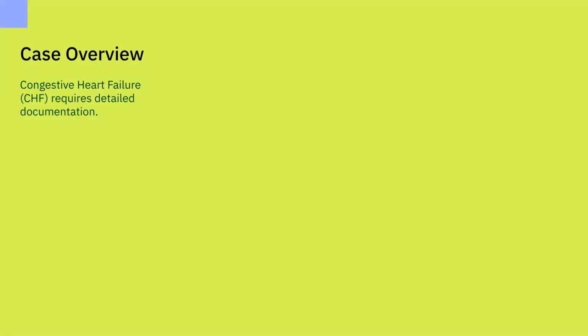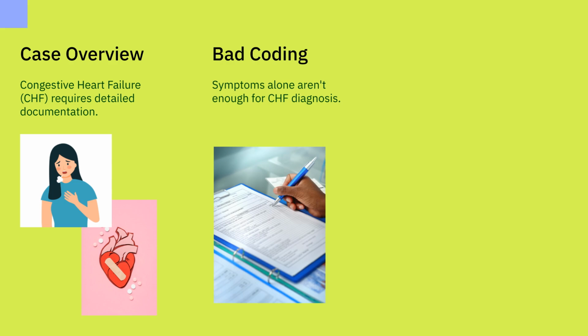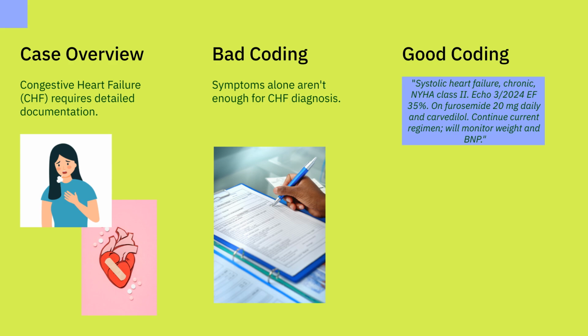In case 2, there is a chart that says patient experiences occasional shortness of breath and has a history of heart disease. This does not work because symptoms alone are insufficient. A provider must assess and label it as heart failure, noting the severity or treatment like diuretics or reduced ejection fraction. A clear note might say, systolic heart failure, chronic NYHA class 2.